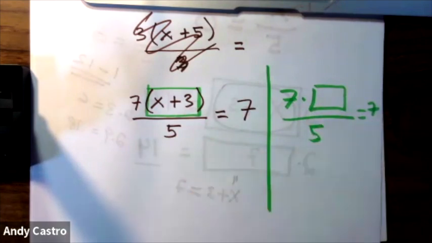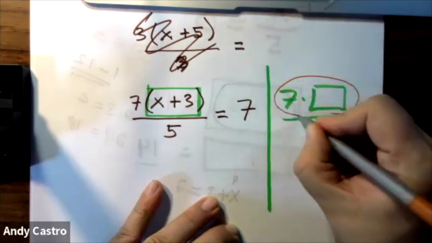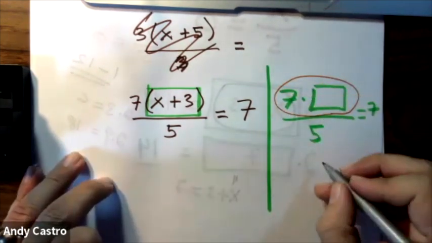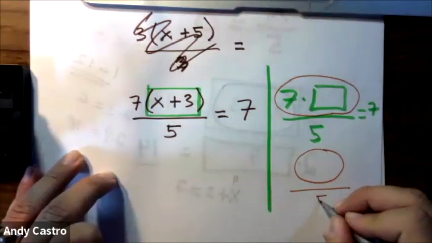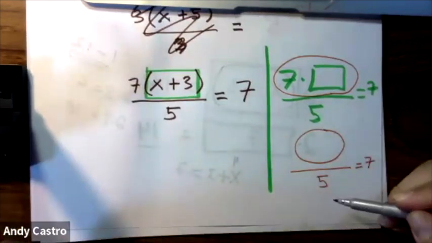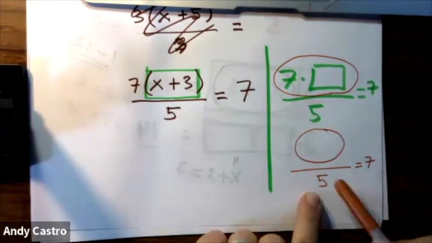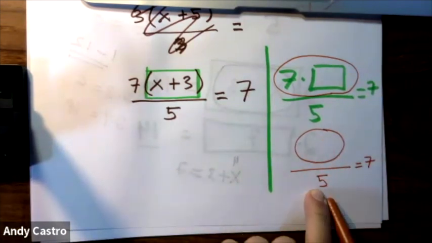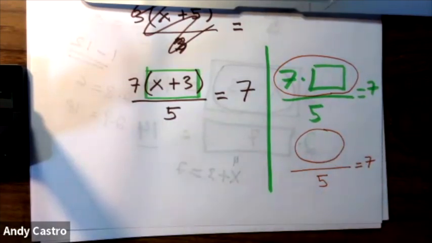So what I'm going to do is draw a circle around the 7 in the box. Okay. So the circle divided by 5 is equal to 7. Good job. Someone just submitted an answer, and that is correct. All right, so everybody stop what you're doing. Look at this. This is the circle divided by 5 is equal to 7. What number has to go inside the circle?